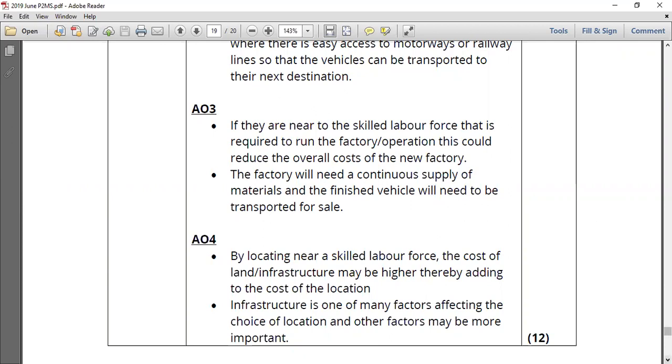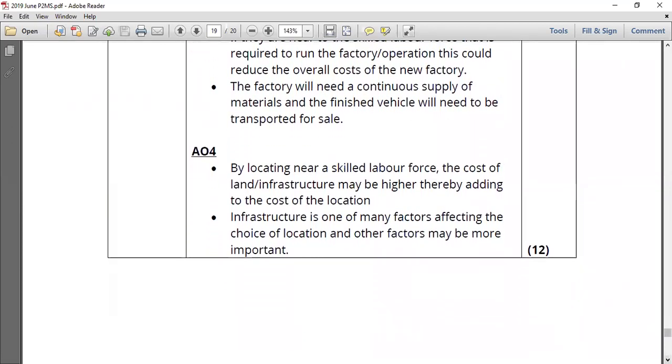Look at the AO4 evaluation points. By locating near a skilled labor force, the cost of land and infrastructure may be higher, thereby adding to the cost of the location. Look at that evaluation point. As a result of going near to the skilled labor force, the cost of land, however, might be expensive. Because if you go to a highly urbanized area where a lot of people are, urban land is expensive, right?